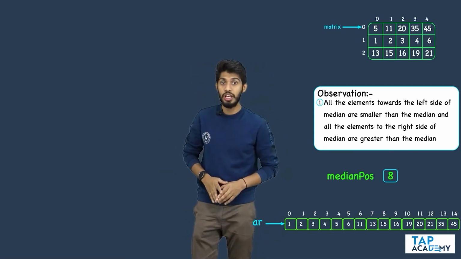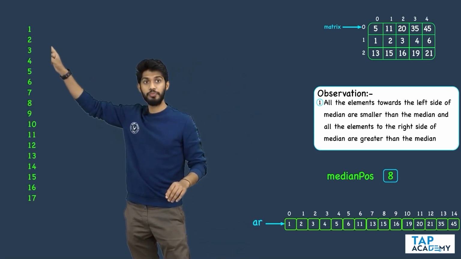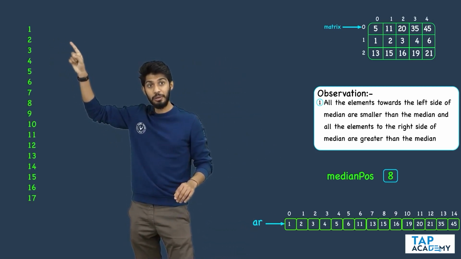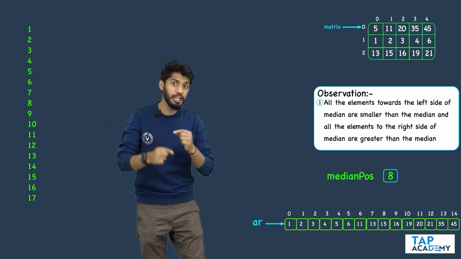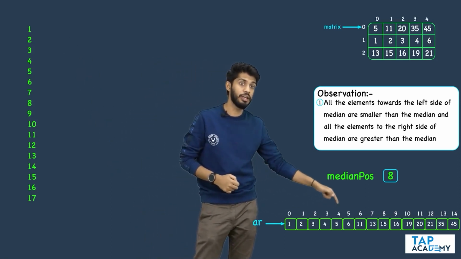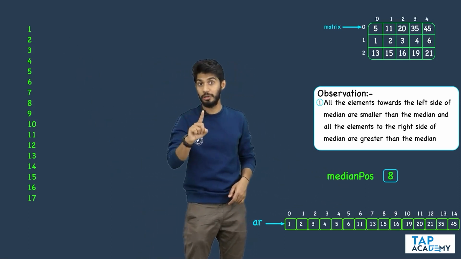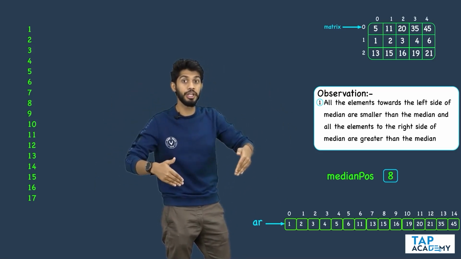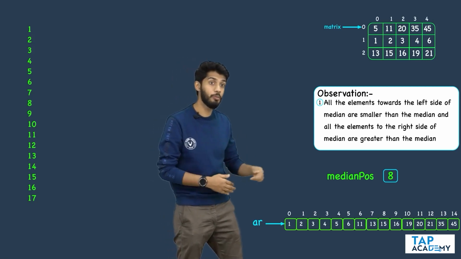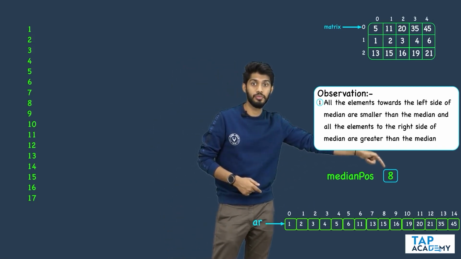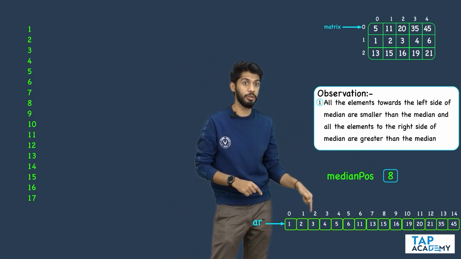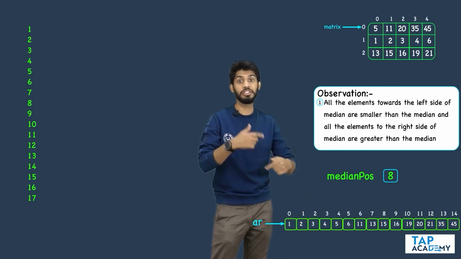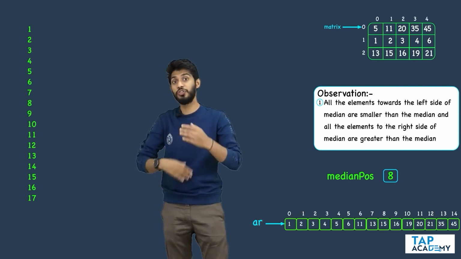First I will pick the number 1. Now I will check how many elements are less than or equal to 1 in this particular array. There is only one element. So definitely it's not the median, because if it was the median, the count would have been equal to 8. Since it is not, that's not the median element. Since the number is still smaller, I have to search for some higher number.